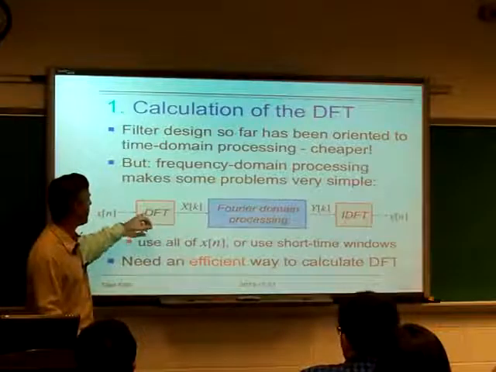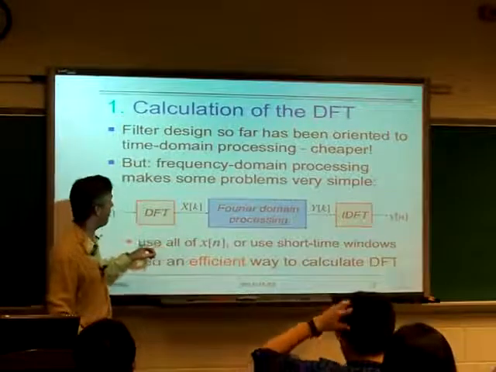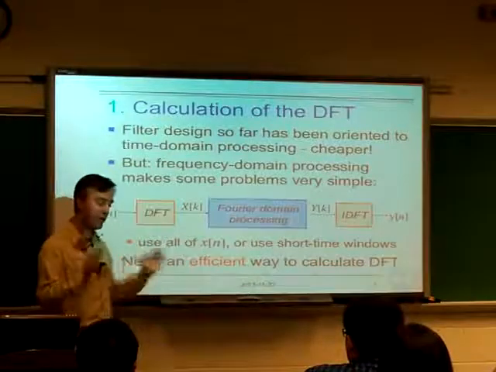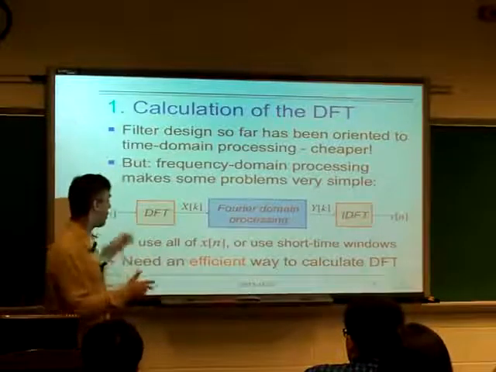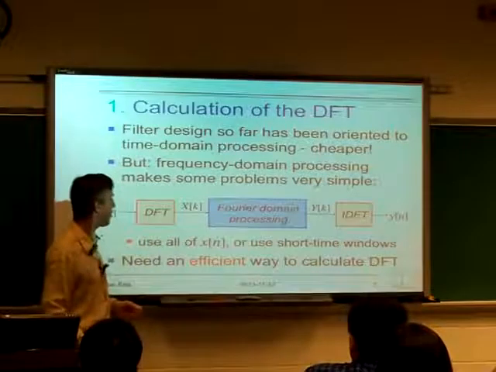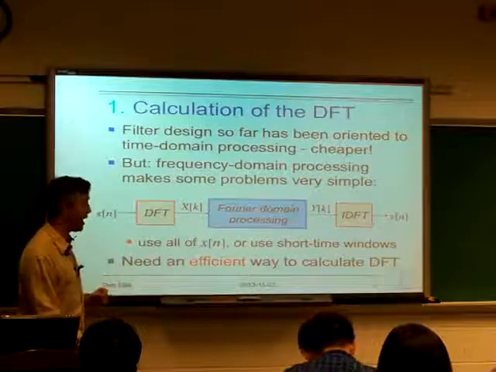The idea that we have to get all of x of n in before we can do this can be a big problem. But we can also do this by chopping a longer signal into shorter windows and then doing this on each short segment, which would be the short-time Fourier transform approach. And that has its own catches, but again is quite feasible.